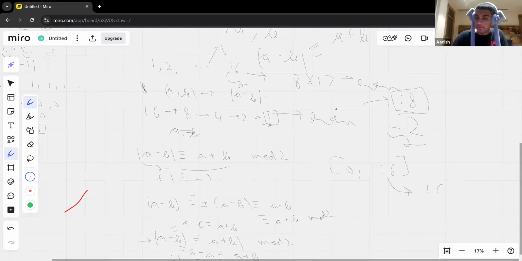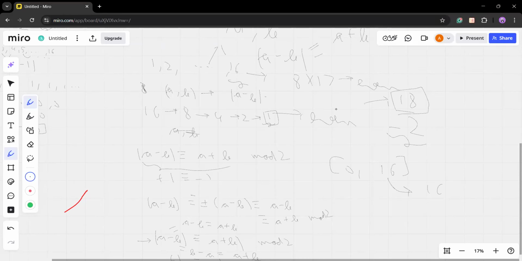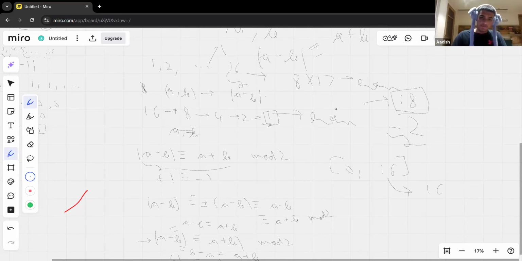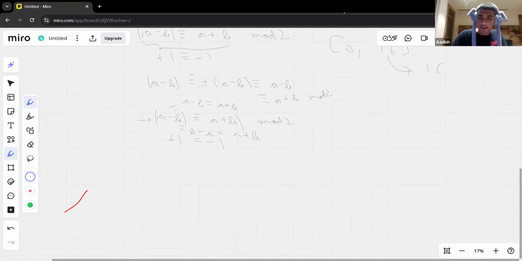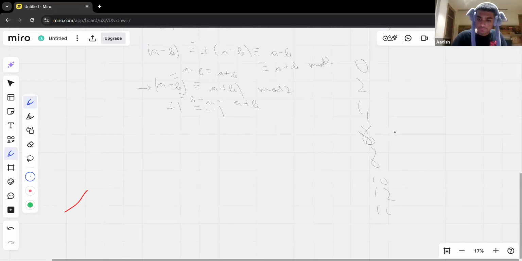Can it ever be 16 itself? No, same argument again. In the first step, we have 16, and we'll subtract something from 16, so everything afterwards will be less than 16. So we basically just have 0, 2, 4, 6, 8, 10, 12, 14. So these are the numbers that are left. These are all the possible numbers it can be, right?